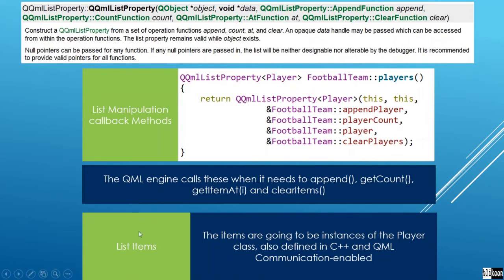Your items are going to be instances of a player class that we're also going to define. And if we try to think in a more abstract way, player is an item of a football team. What we want is to give an easier way for a user to assign a bunch of players to the player's property. This is what we want.